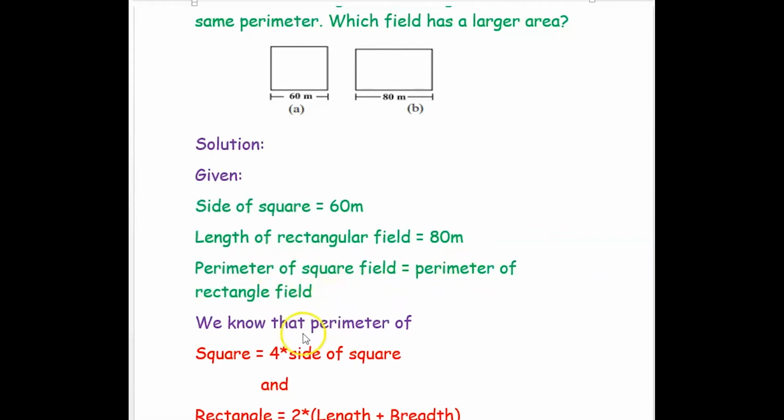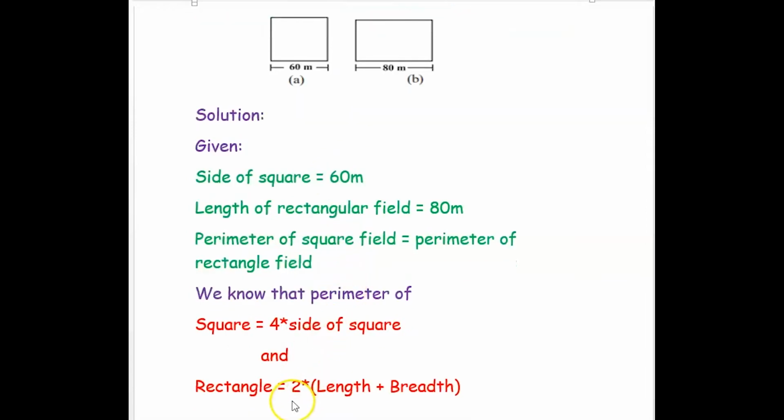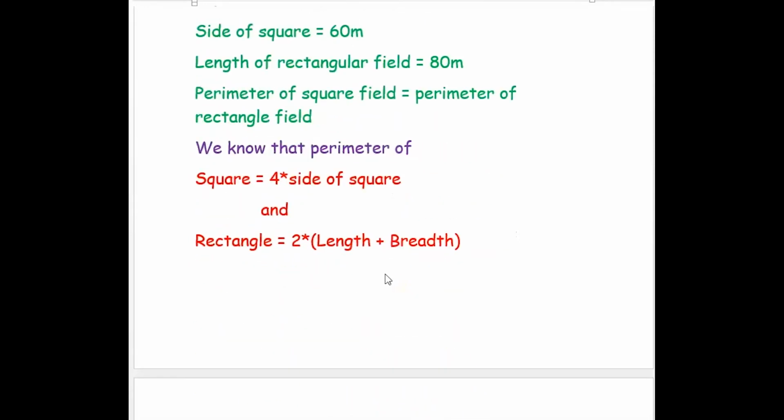Now first we'll see the perimeter of the square field. We know that the perimeter of the square is the sum of all the sides. Since the length of all the sides of the square is equal, we can take the formula of perimeter of square as 4 into side. Now we'll go for the rectangle. The perimeter of a rectangle is the sum of all the sides: length plus width plus length plus width. So we can rearrange the formula as 2 into (length plus width), or we can call it breadth.